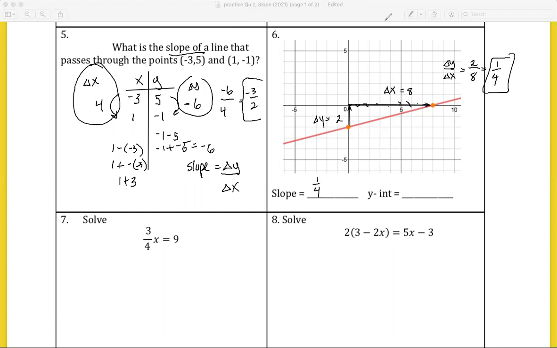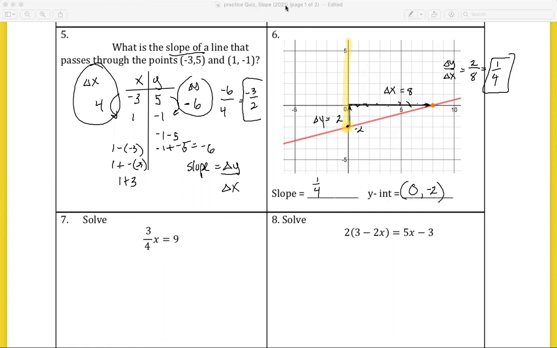The y-intercept, I'm going to drag my finger down the y-axis until it hits the line. It hits it right there. So the y-intercept is going to be (0, -2), because that is -2 on the y-axis.